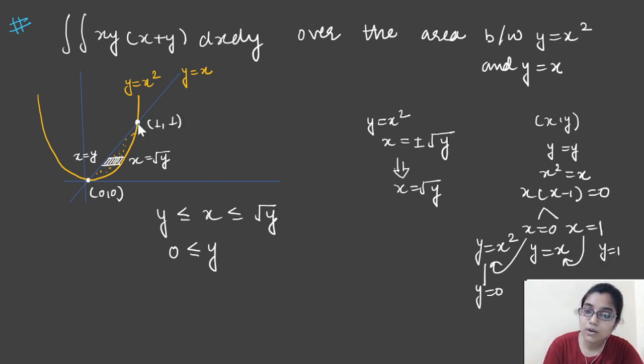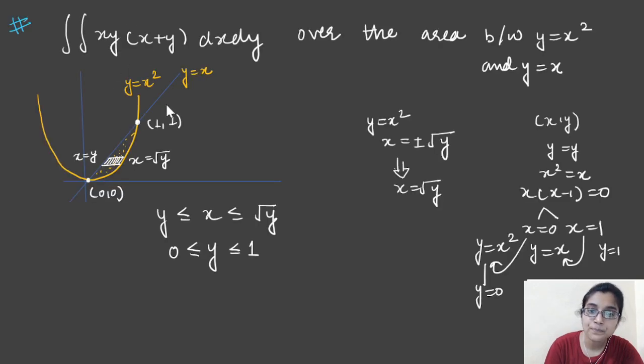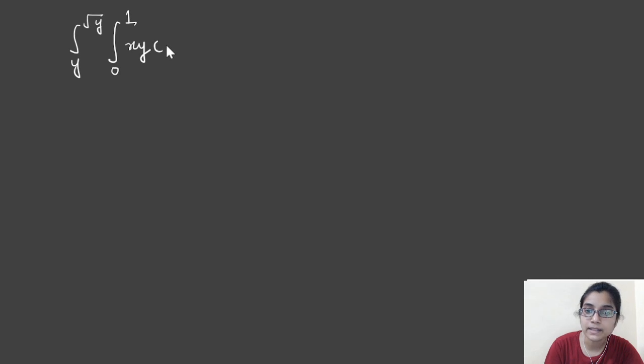So what is the value of y? Topmost point, y is equal to 1. So the limit of y is going to be from 0 to 1. Now you keep the limits y to root y, and then from y is equal to 0 to 1, we have here xy, and then we have x plus y. This is (x plus y) dx dy.